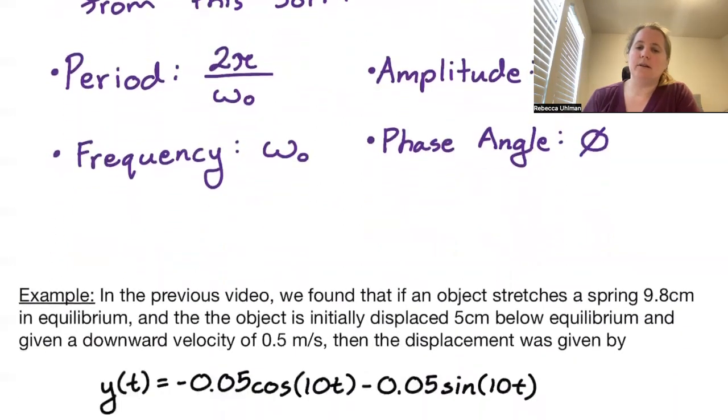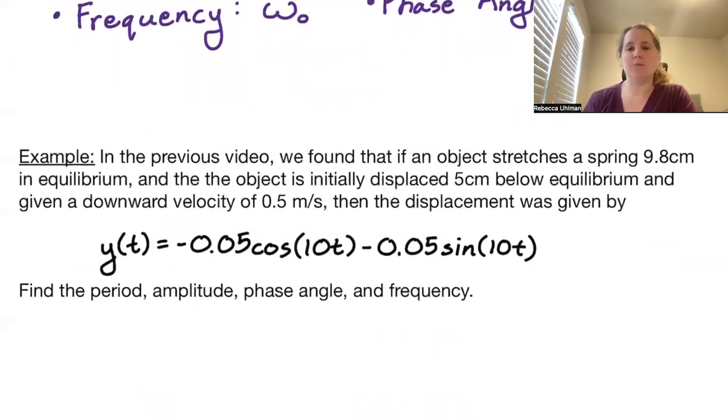So let's go ahead and take a look at an example. In the previous video, we found that if an object stretches a spring 9.8 centimeters in equilibrium, and the object is initially displaced 5 centimeters below equilibrium and given a downward velocity of 0.5 meters per second, then the displacement was given by y of t equals negative 0.05 cosine of 10t minus 0.05 sine of 10t. And so our job is to find the period, amplitude, phase angle, and frequency.